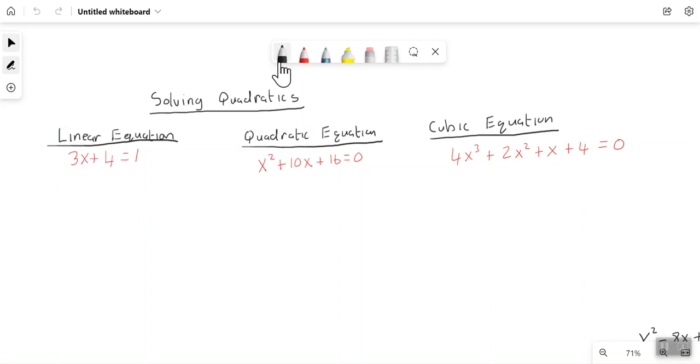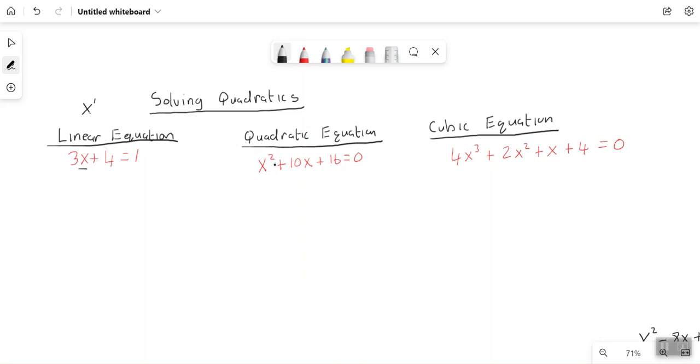If you take the x variable, the highest power on a linear equation is x to the power of 1. So this is 3x, and when x is on its own like that, it's implied that it is x to the power of 1. When the highest power on the variable in the equation is to the power of 1, it's what's called a linear equation.